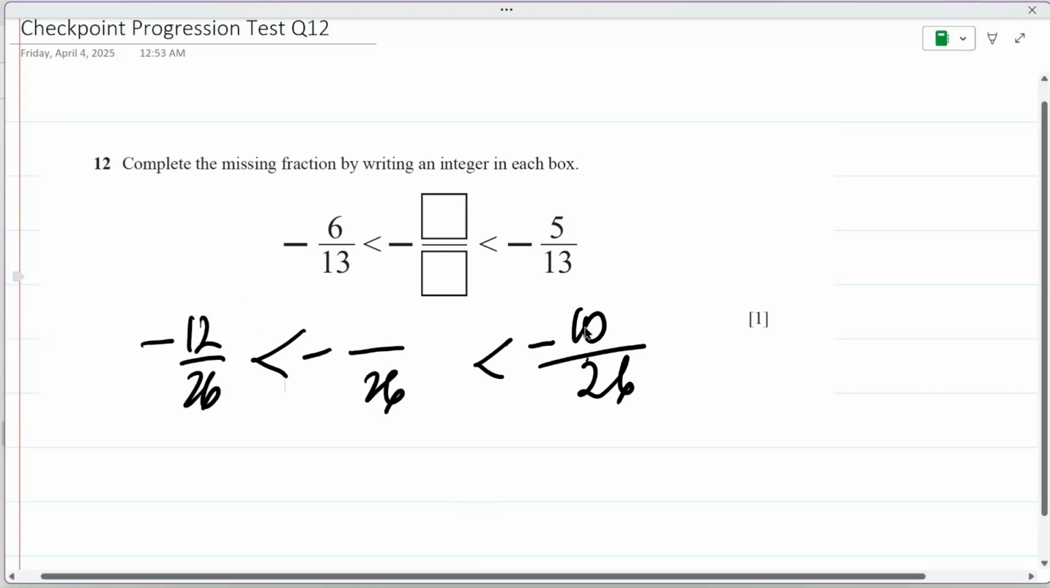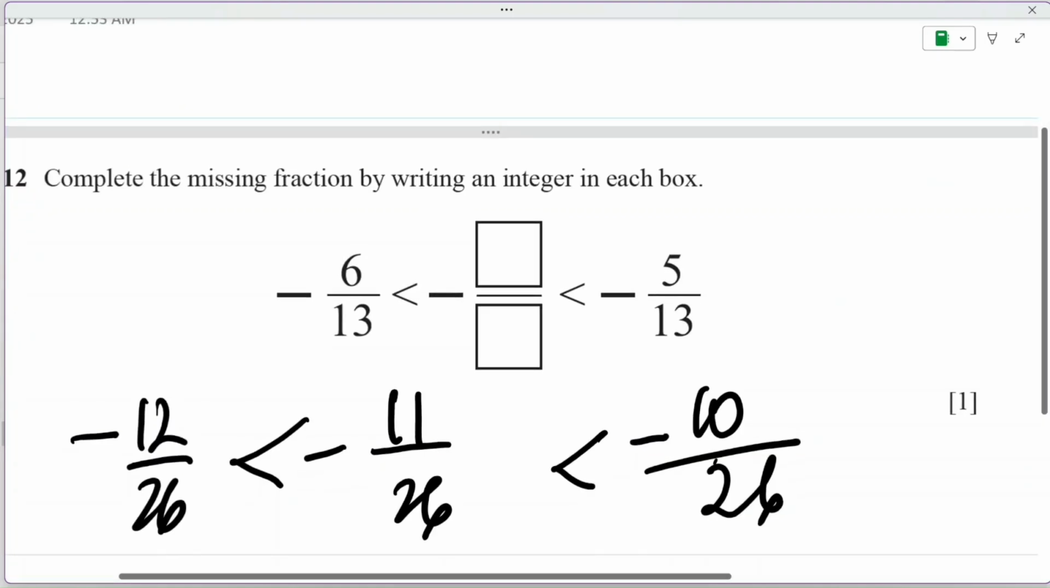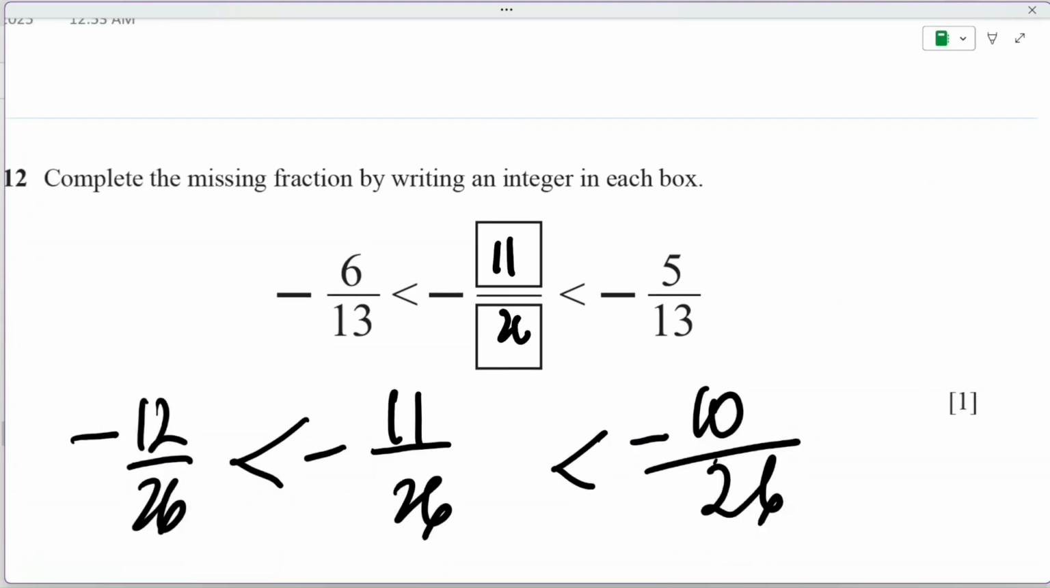In between 12 and 10 is 11. It's like 10, 11, 12. So we'll put our 11 here. The reason why we're doing that is so we can have an integer in between. If you had used 6 and 5, you'll be having from 5.9 to 5.1. So the answer to this is 11 over 26.